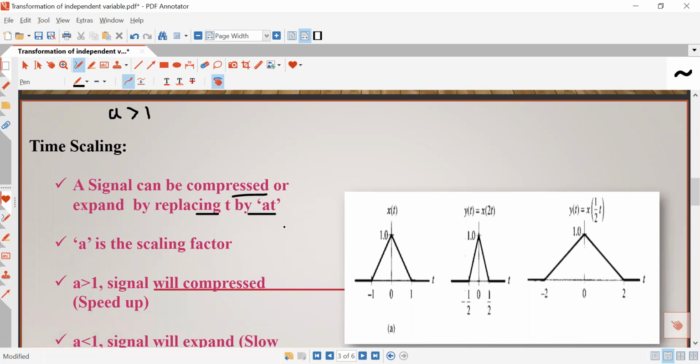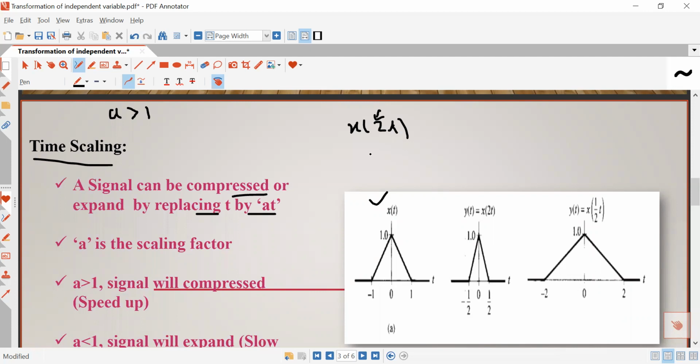For example, if this is signal x(t), and if you want to draw x(2t), then here a is 2, which is greater than 1, so the signal will compress. But the amplitude of the signal will not change. You must remember, because this is time scaling, not amplitude scaling. So the amplitude of the signal will not change.